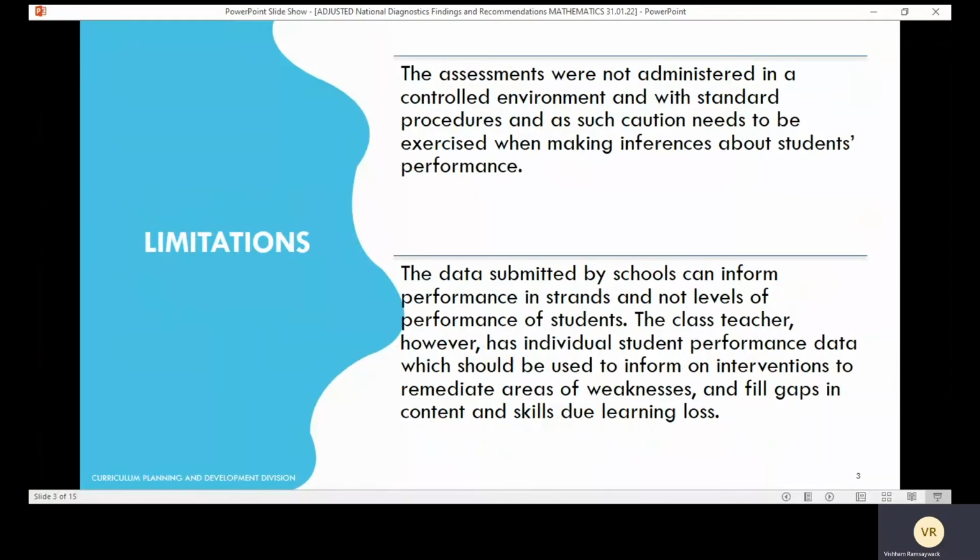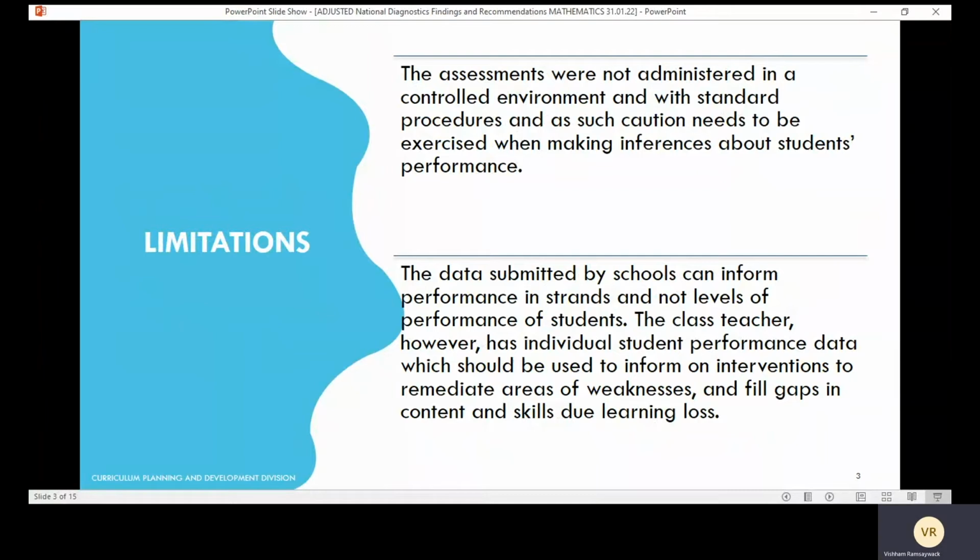There were some limitations in the conduct of the assessments. The assessments were not administered in a controlled environment. This is because the schools were responsible for conducting the assessment, whether online or through printed packages that were given to students. And so these procedures were not standard. Therefore, caution needs to be exercised when making inferences about students' performance.